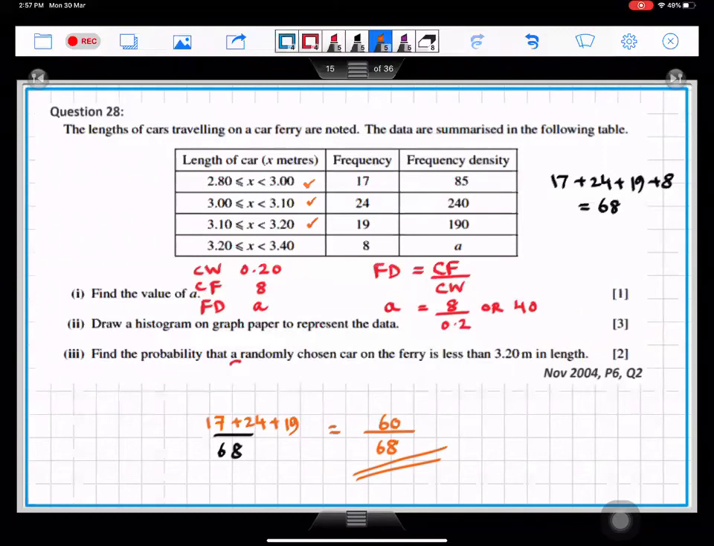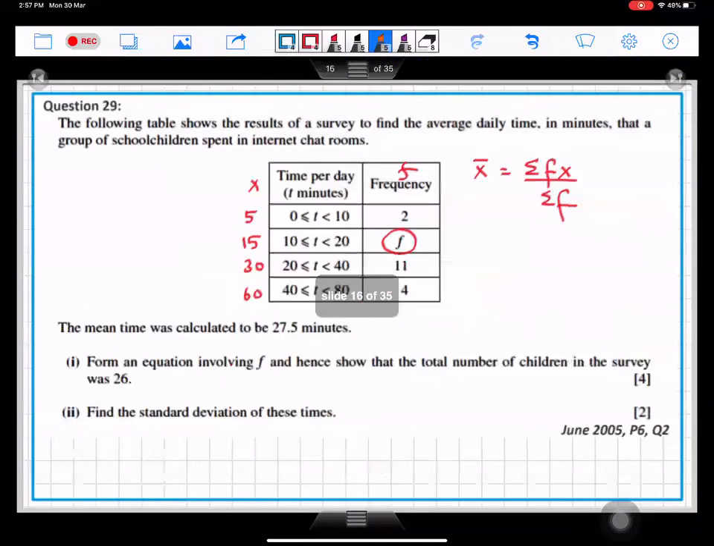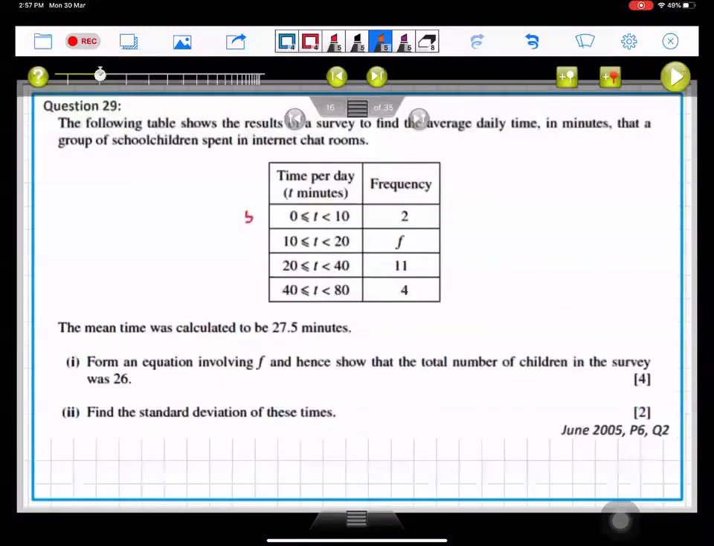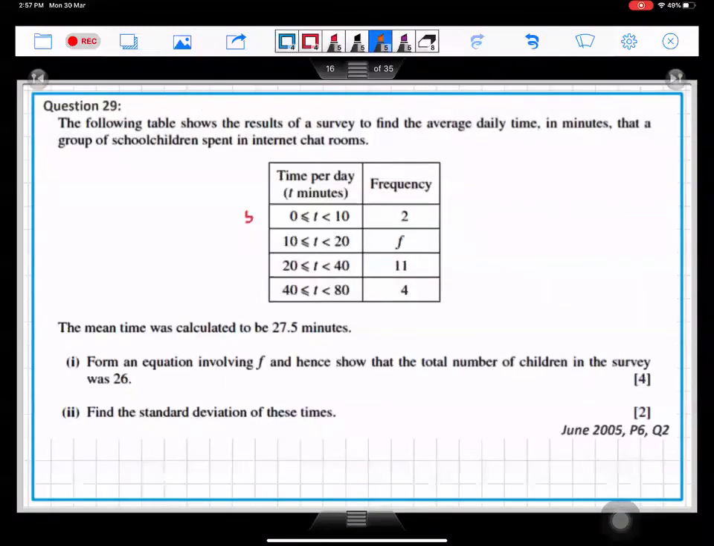Okay, let's look at this question. The following table shows the result of a survey to find the average daily time in minutes that a group of school children spent in internet chat rooms. Those were the days. The mean time was calculated to be 27.5. Form an equation in x and find the total number of children.